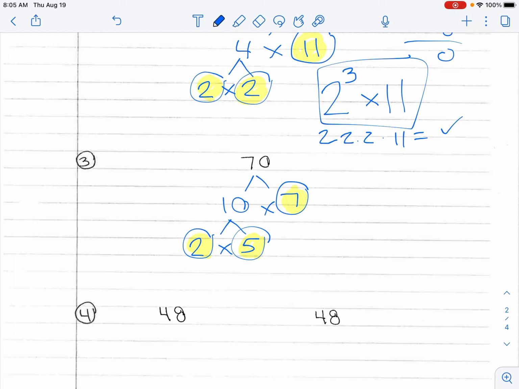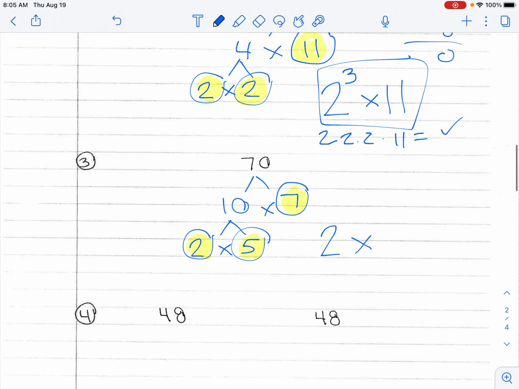You write your answer in order going from least factor to greatest factor. So that would be written as 2 times 5 times 7. If you want to check yourself, multiply those numbers and make sure you get 70. So 2 times 5 is 10, and 10 times 7 is 70. Check.